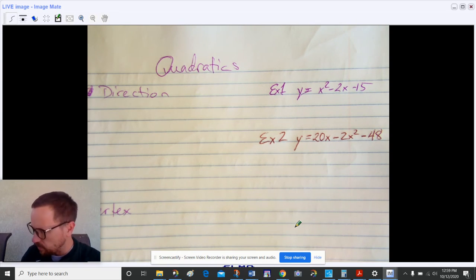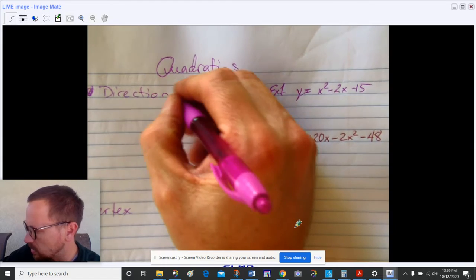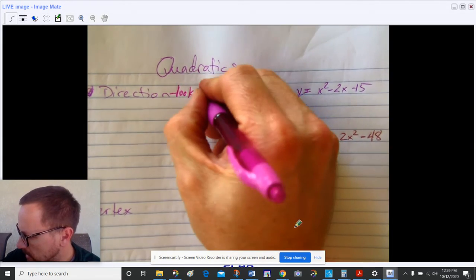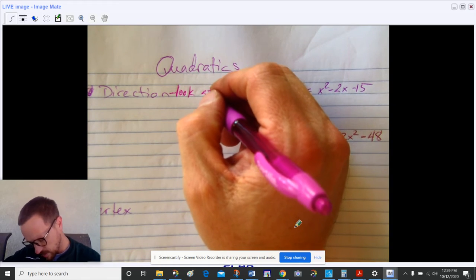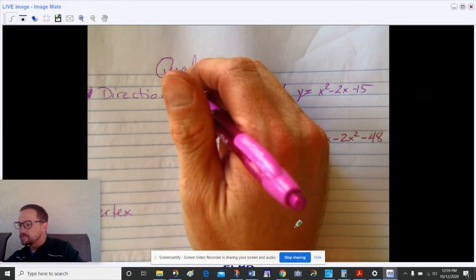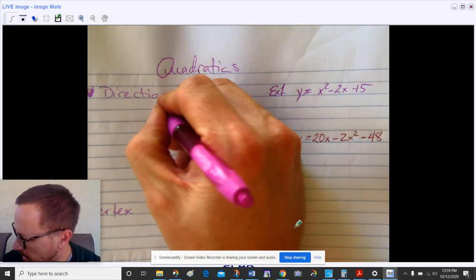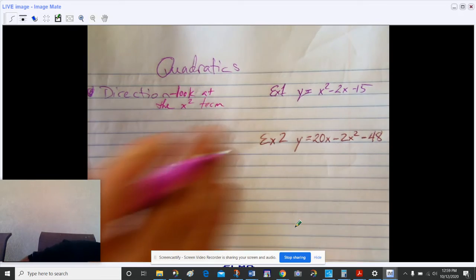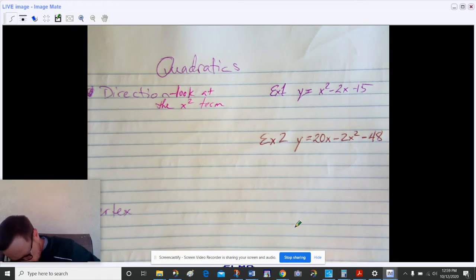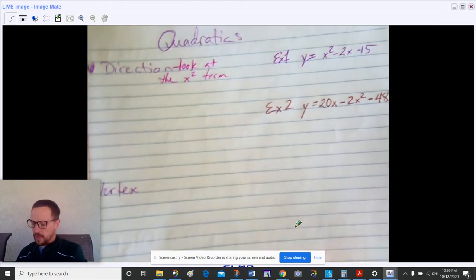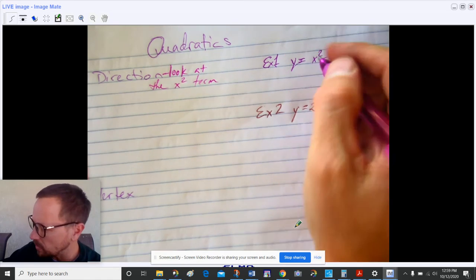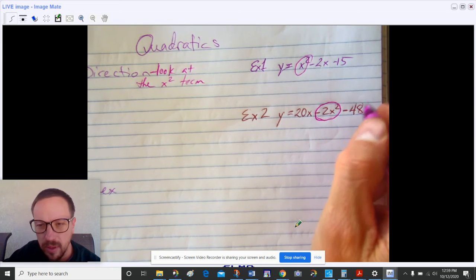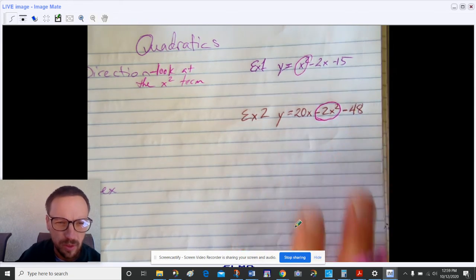And so for the direction, what you want to do is look at the x squared term. That's what we want to start off with. We want to start with the x squared term. So there's our x squared term in this one. Here's our x squared term in that one. Okay, so this is the direction.